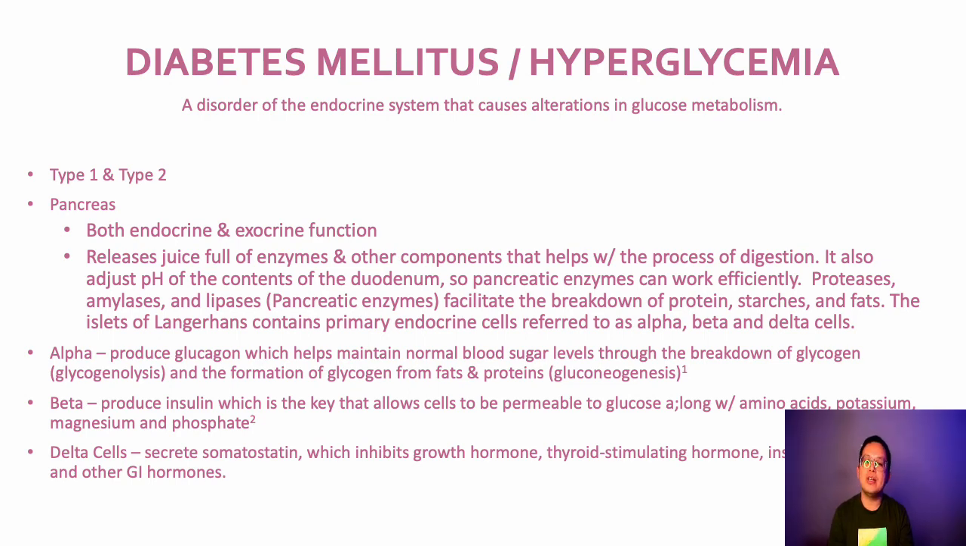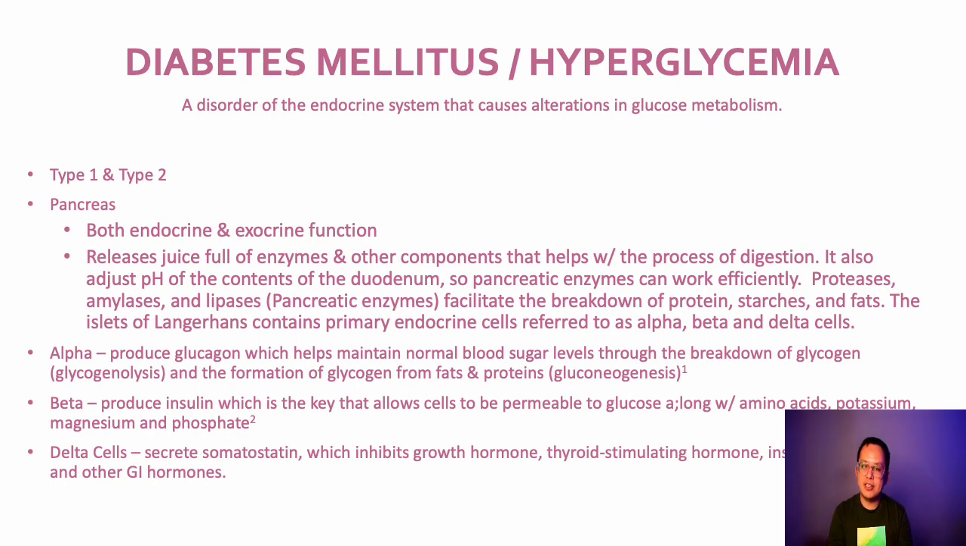We call it gluconeogenesis. Beta cells, which is the focus of today's discussion, produce insulin, which is the key that allows cells to be permeable to glucose and friends. Okay, glucose, amino acids, potassium, magnesium, and phosphate. Therefore, if you give insulin to a patient, you expect that blood sugar levels will go down, potassium will go down, magnesium will go down, and phosphate will go down as well.